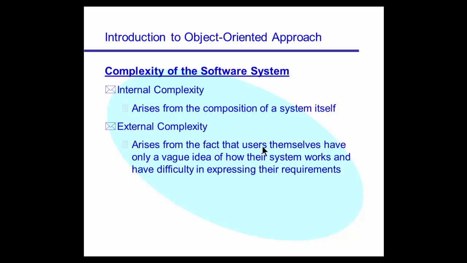The first one is internal complexity, which arises in the composition of a system itself. When you are developing the system from scratch, this kind of complexity arises. Next we have external complexity, which arises from the fact that the users themselves have only a vague idea of how their system works and have difficulty in expressing their requirements. This kind of external complexity comes from the user to whom you are going to give your software program.